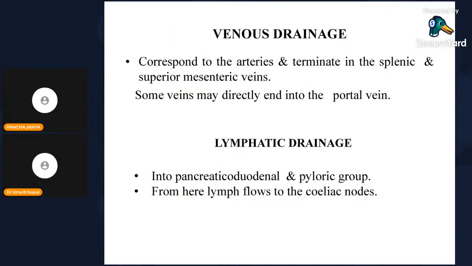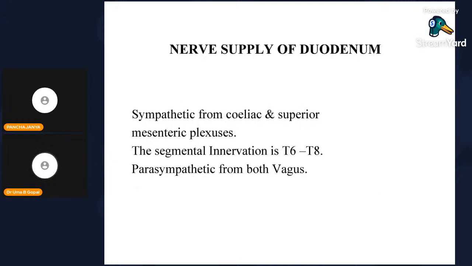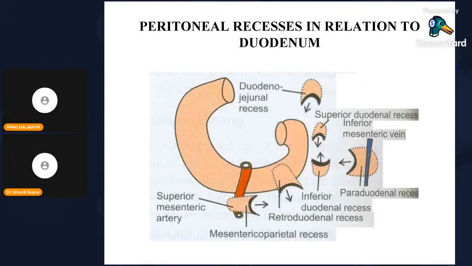Venous drainage is reciprocal to the arteries itself. Lymphatic drainage: pancreaticoduodenal and pyloric group. From here, lymph flows to the celiac nodes. Nerve supply of the duodenum: sympathetic from celiac and superior mesenteric plexuses, segmental innervation T6 to T8, parasympathetic from both vagus nerves.